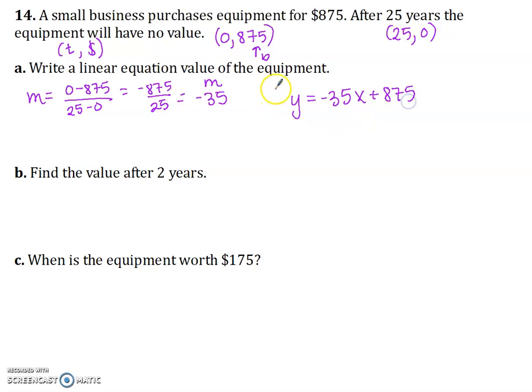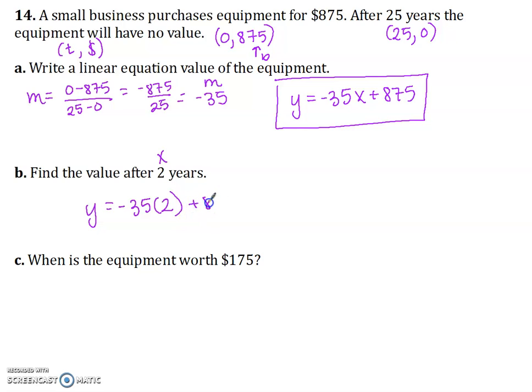If you're not sure, I would always start in point-slope form and then distribute and move your other term over. So there's our linear equation. To find the value after 2 years, remember time is my x value, so I'm just going to plug in 2 for x. That'll be negative 35 times 2 plus 875. So that's negative 70 plus 875, which is going to make our value $805.